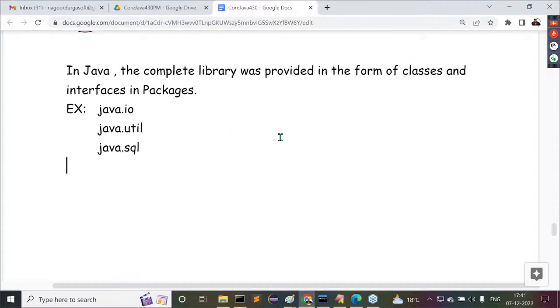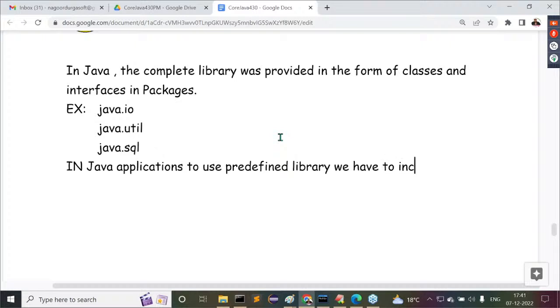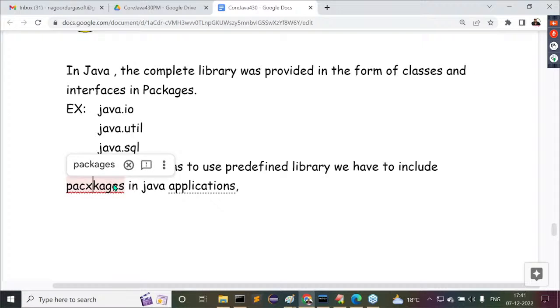In C and C++, to use the predefined library, we must include header files or not? Similarly, in Java applications, to use the predefined library, we have to include packages. We have to include packages in Java applications.